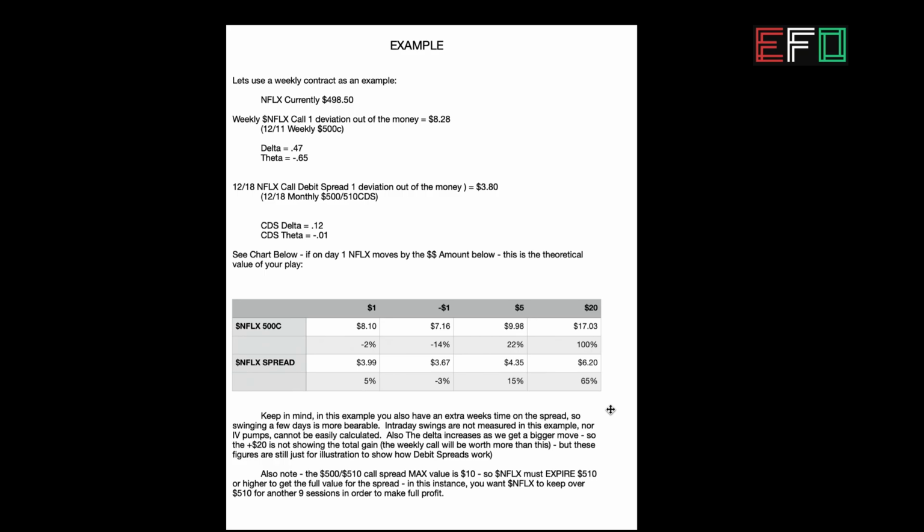Intraday swings are not measured in this example, nor can IV pumps be easily calculated. Also, the delta will increase as the bigger move goes on, so those moves towards the end are definitely going to be a little bigger, especially on the naked call side. Also note that the 500 to 510 call spread max value is $10, so Netflix must expire at 510 or higher to get the full value of that spread. So once you get to this point, $6.20, maybe $7.20, you might want to start taking some profits, because then you'll just have to wait out the contract to expire.